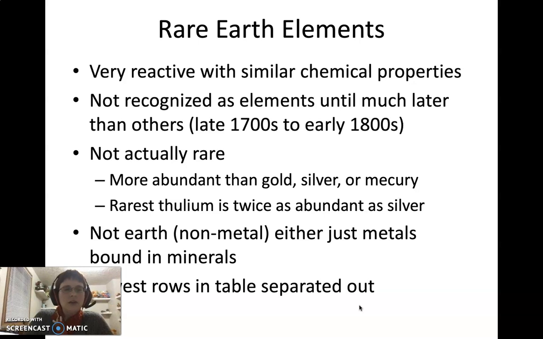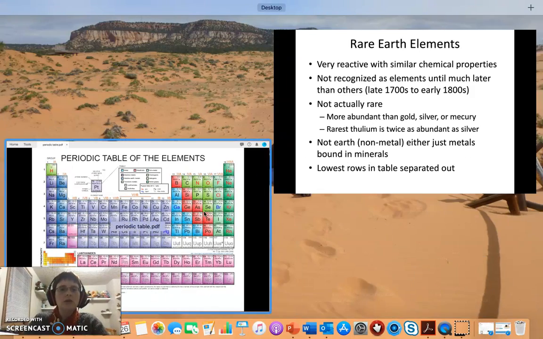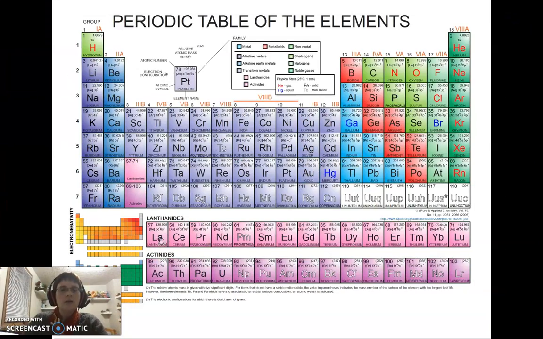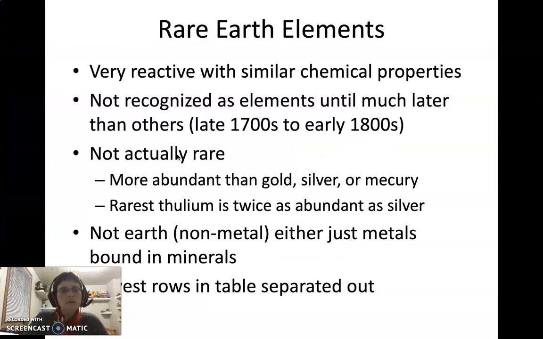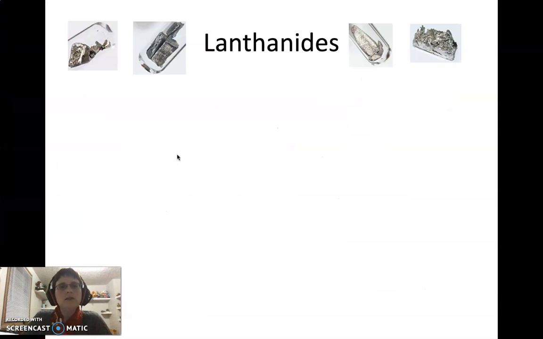So let's take a look at who these are. They are the lowest rows in the table. So there are those two low rows on our table. It's the pink and the purple, the lanthanides and the actinides. And these guys have been pulled out because they have these different properties. So let's look at these two groups in a little more detail like we did with the others.